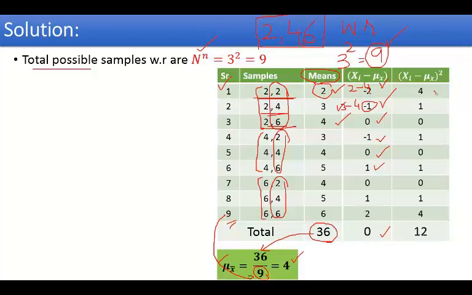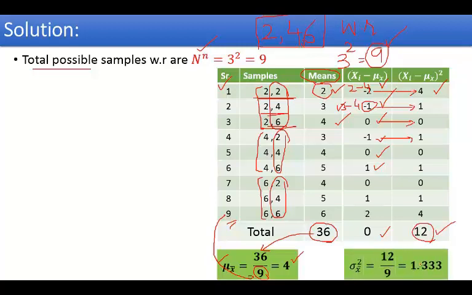And then we will take the square of these deviations, like minus 2 squared is equal to 4, minus 1 squared is equal to 1, 0 squared is equal to 0, minus 1 squared is equal to 1, and so on. Then the sum of these values is 12. Just take the variance of this. Basically, this 12 is divided by the number of total samples. We will get the variance of all sample means.